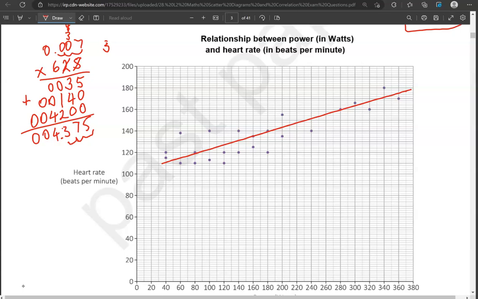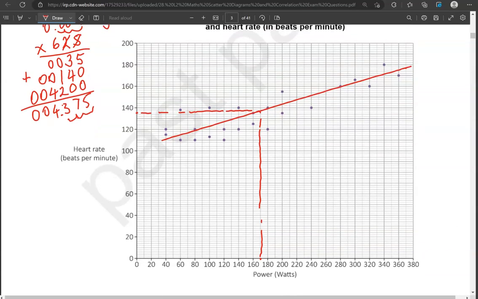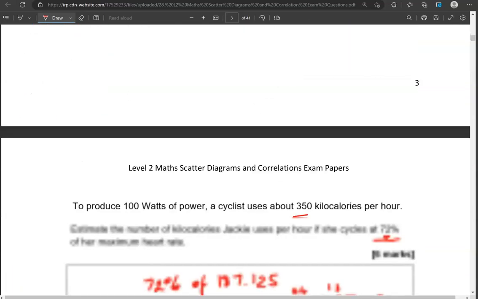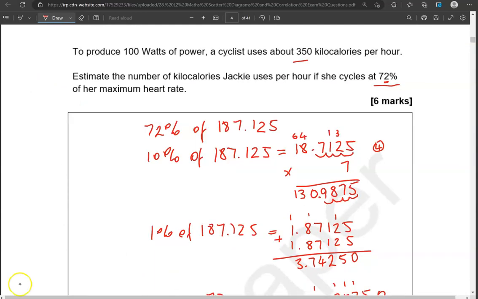So now going back to 135 beats per minute, that is here. So where does that meet the line? It's about this point here, which is 170 watts. So to produce 100 watts of power, a cyclist uses 350 kilocalories. What about 170 watts?